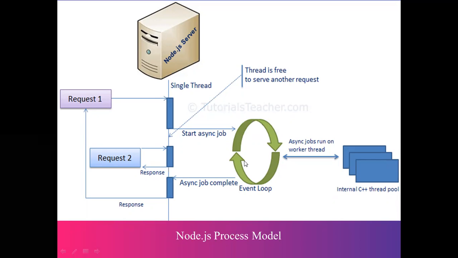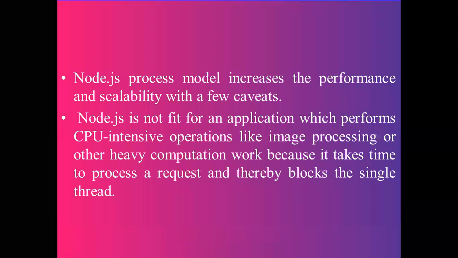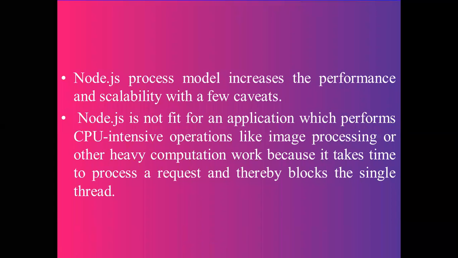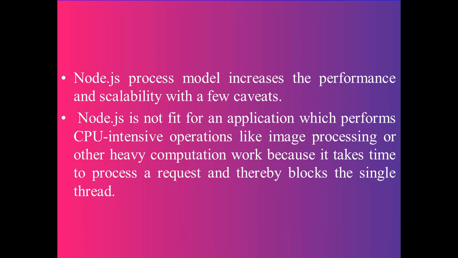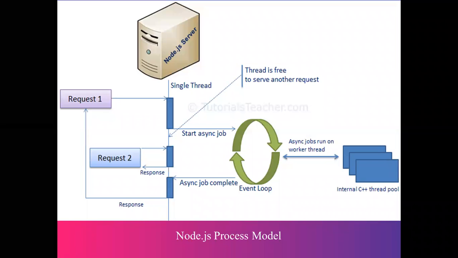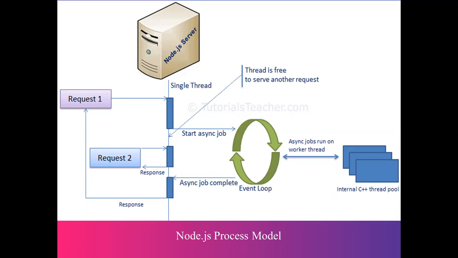This is the Node.js process model. There is a difference between the traditional web server model and the Node.js process model. In the process model there is no thread pool, only a single thread, and it uses the event loop and the internal C++ thread pool. So the Node.js process model increases performance and scalability with a few caveats. It increases scalability because it uses a single thread and the internal C++ thread pool, and it processes requests asynchronously.